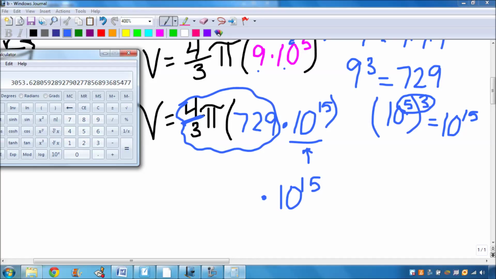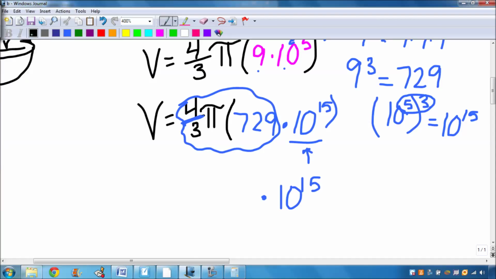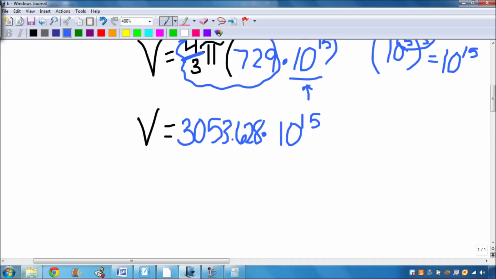So I'm going to write out a few digits of this number. So I get V equals, again, if you look at your calculator, 3053.628 times 10 to the 15th power. All right, so now we've done our multiplication of our coefficients. So this answer is almost there. By the way, let's actually erase this equal sign and make this approximately equal because we did some rounding, okay? So now here's the thing that you have to realize. This number is not between 1 and 10, so we're going to adjust it by moving this over 3 times. 1, 2, 3, right? So that's what we're going to do, move the decimal place over 3 times.